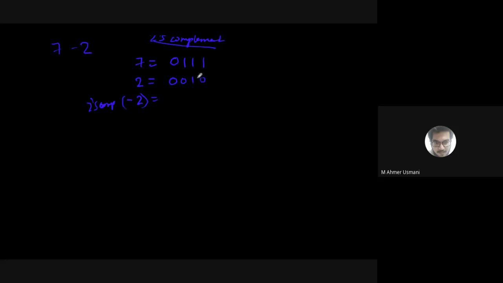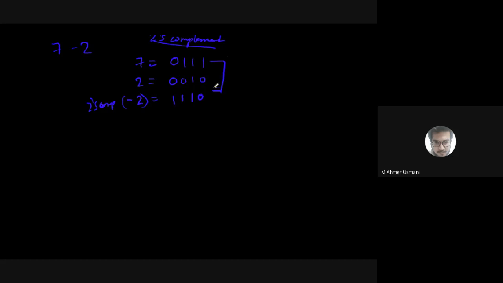2 का 1's complement आपको लेना पड़ेगा और उसके अंदर 1 ऐड करना पड़ेगा. या तो आसान तरीका क्या है, जब तक पहला 1 नहीं आता तब तक आपको कॉपी करना पड़ेगा. So 0 1 तक आपने कॉपी किया, इसके आगे के बिट को क्या करना पड़ेगा? Flip. So it will be 1 1 1 0. So this is what you get as minus 2.